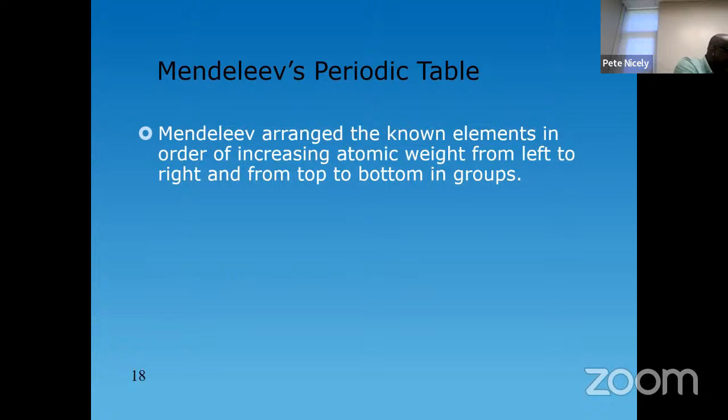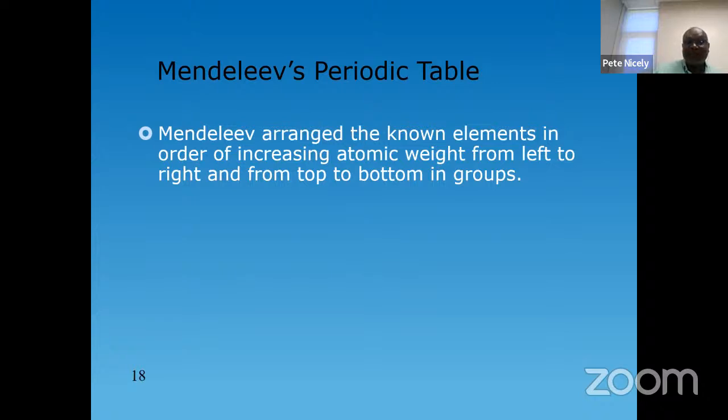It's very important that you understand that's basically what was used to identify elements in those days, because back then nobody knew anything about protons, and therefore there was no such thing as the atomic number for an element. So all he had to work with in terms of identifying elements would be their atomic masses.